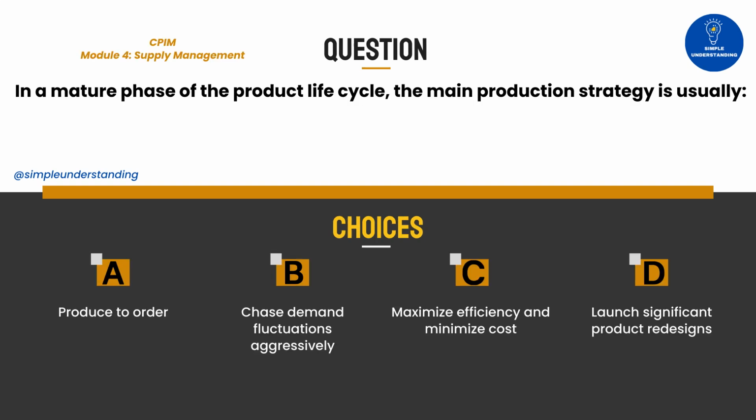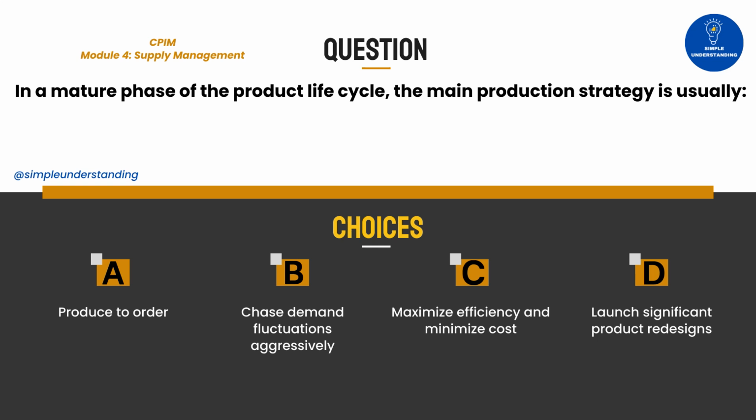Question 19. In a mature phase of the product life cycle, the main production strategy is usually A. Produce to order. B. Chase demand fluctuations aggressively. C. Maximize efficiency and minimize cost.